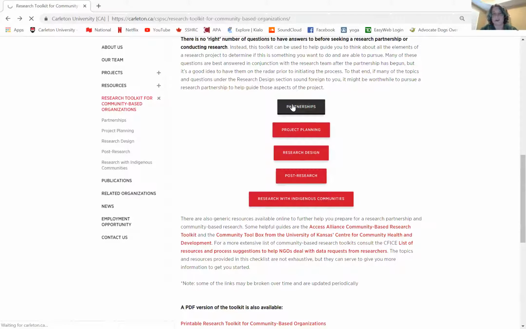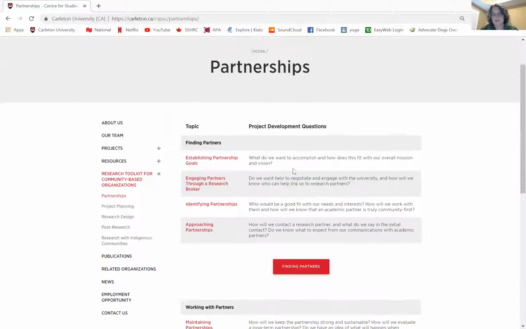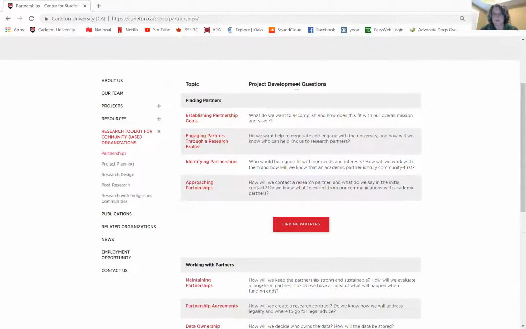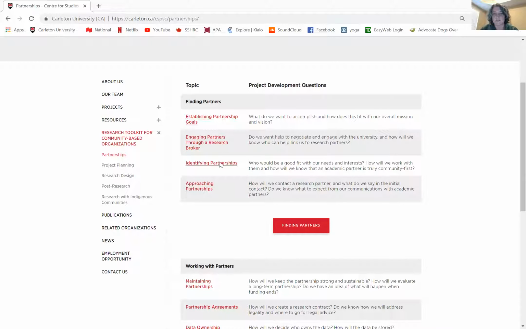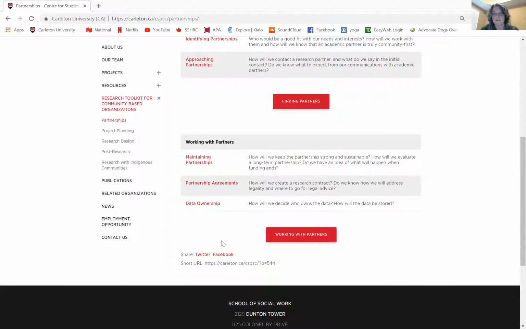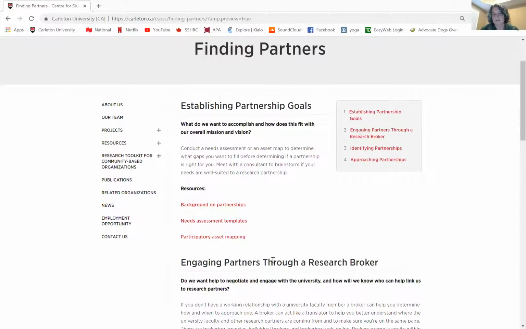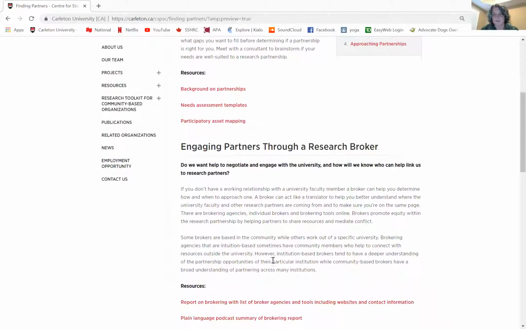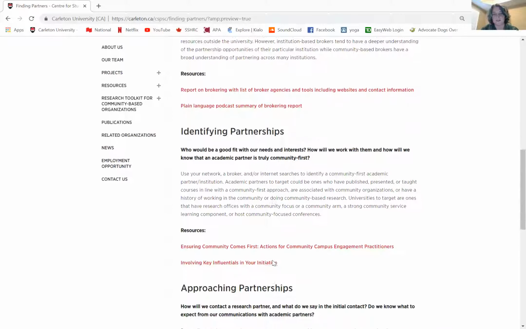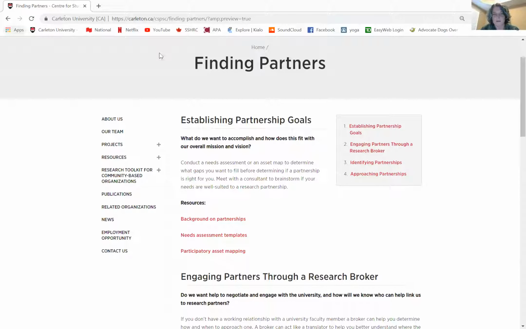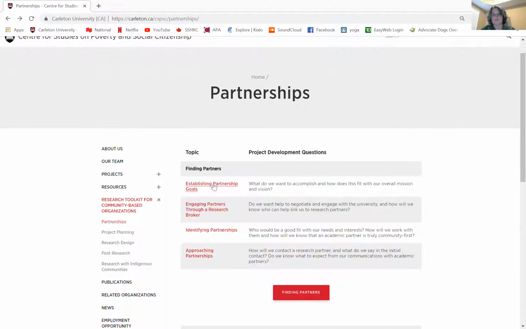Within each section as well, I've broken them down into subsections. So you can see all of the project development questions for each one in the list. And then if I wanted to go just to the first view in this one section, I can click here and that will bring me to these ones: establishing partnership goals, engaging partners through a broker, identifying partnerships, and approaching partnerships. But I can also, and you can always scroll back with the back buttons, click on any one of the specific questions or topics here.